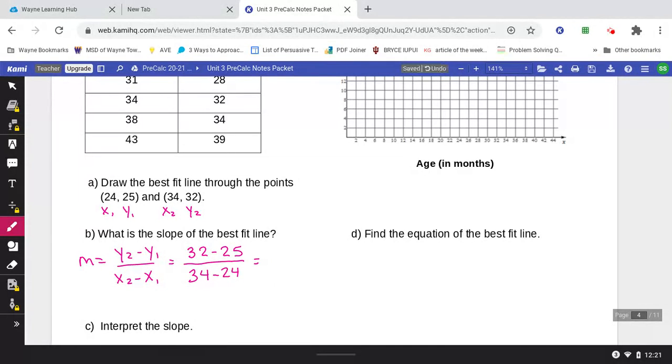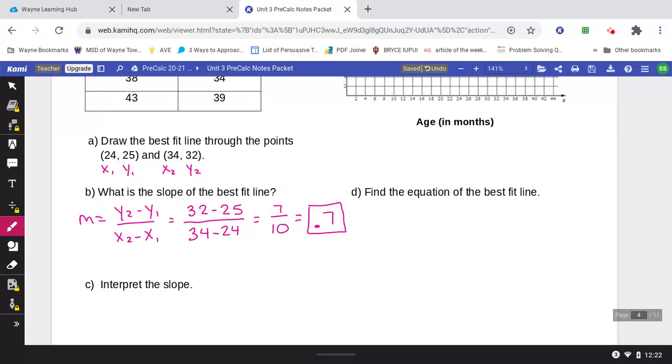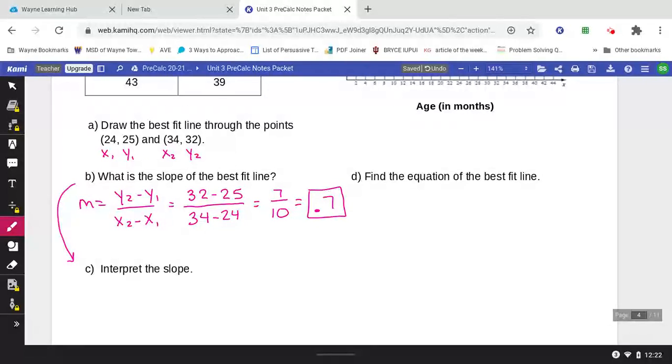I'll subtract those, 7, and subtract the denominator to make 10. And I'm actually going to work with a decimal instead. So I'm just going to go ahead and divide 7 by 10 to get 0.7. Now I'm going to go right below it and look at part C. Interpret the slope. What that means is, what does 0.7 have to do with this problem?